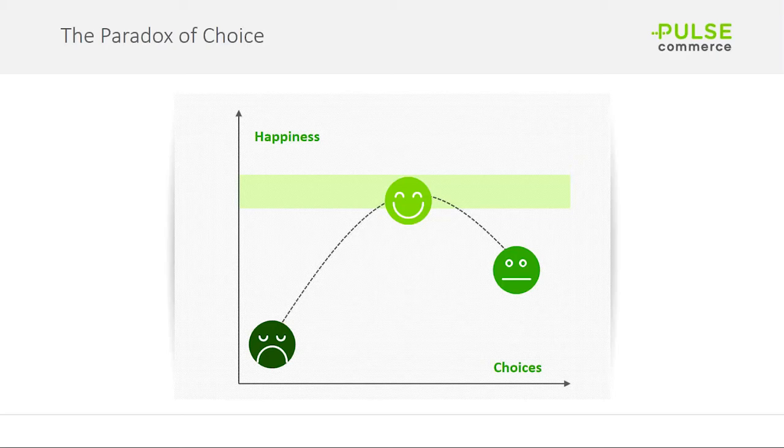While giving choice is a great thing, the flip side of the IKEA effect is known as the paradox of choice. And too much choice is actually bad. And this was also proven with some scientific study.